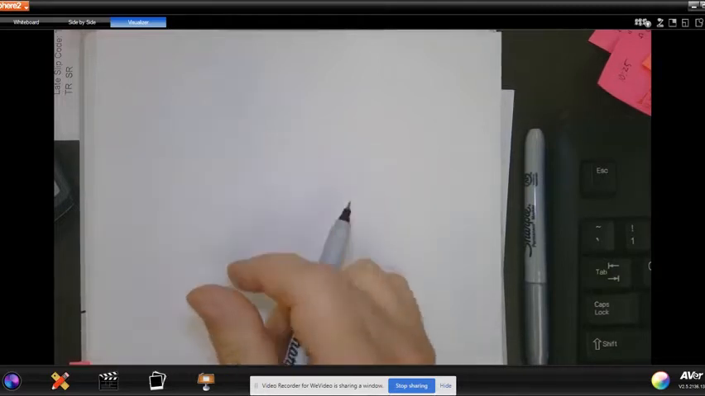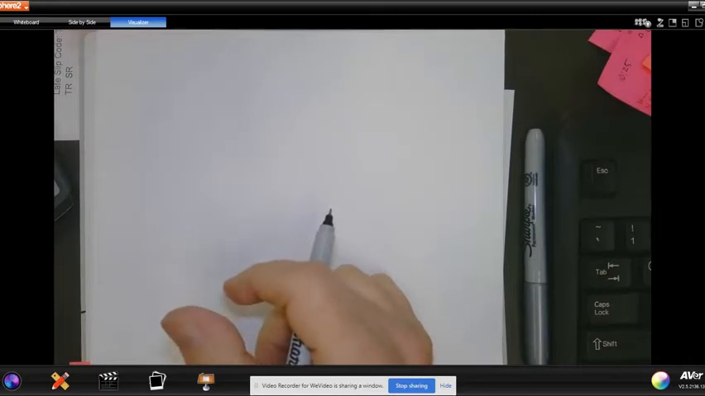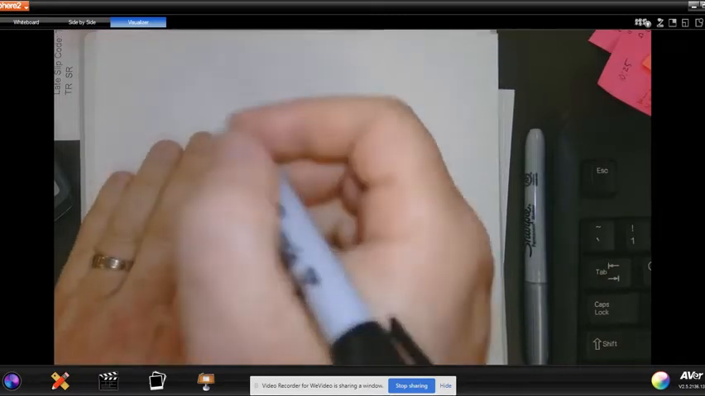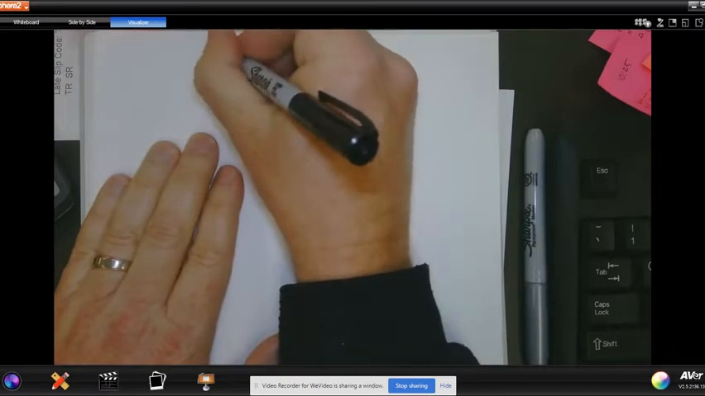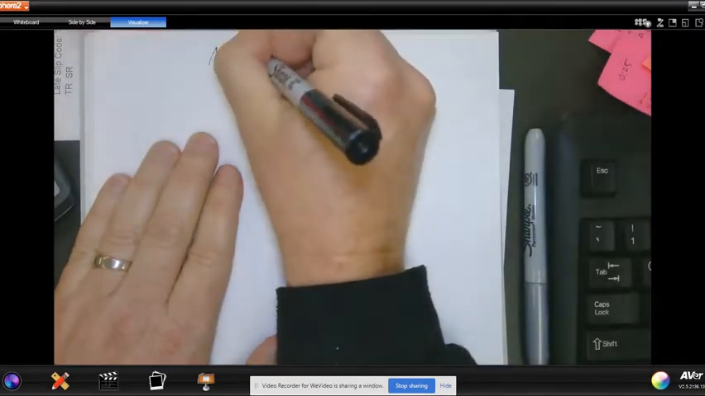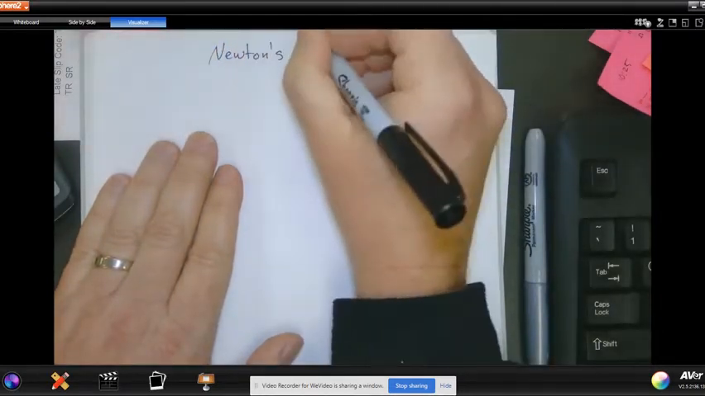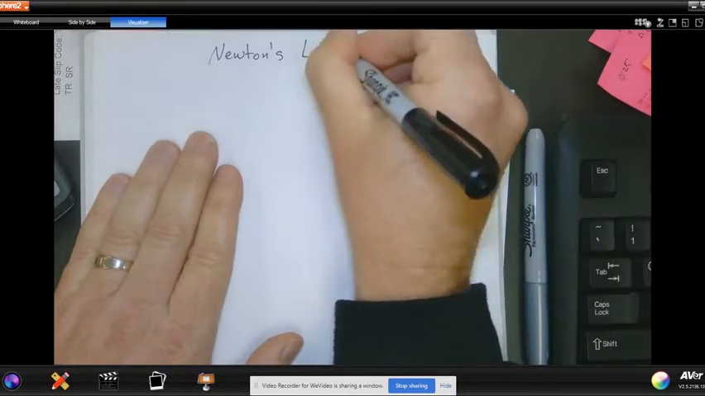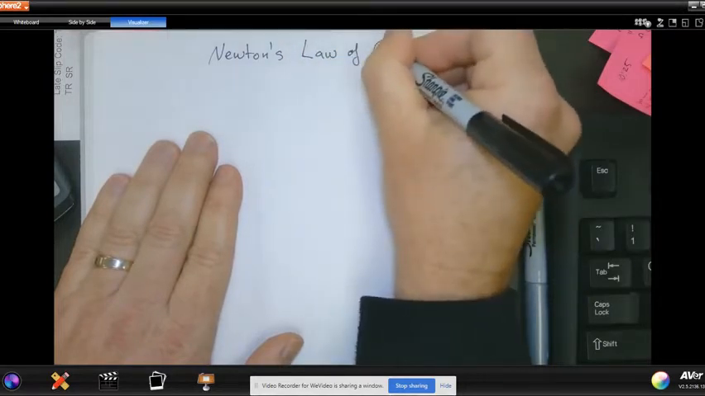What you're looking at here is what we have exactly on the screen at any given time in the classroom. Here are the notes right here. So we did do this in class already. This is just a review. So these are the notes for Newton's law of gravitation.